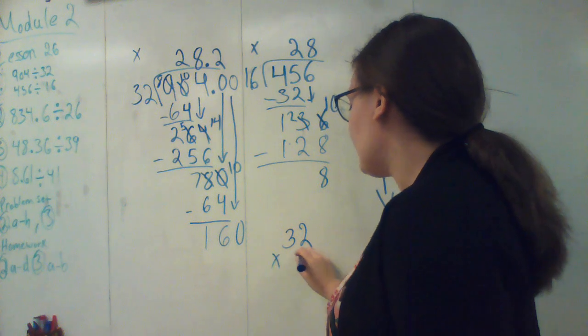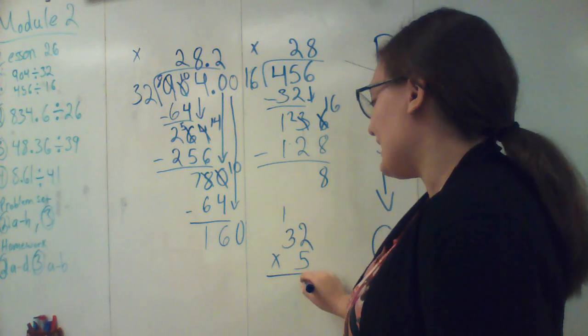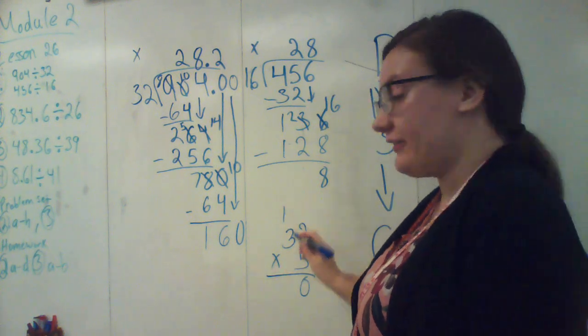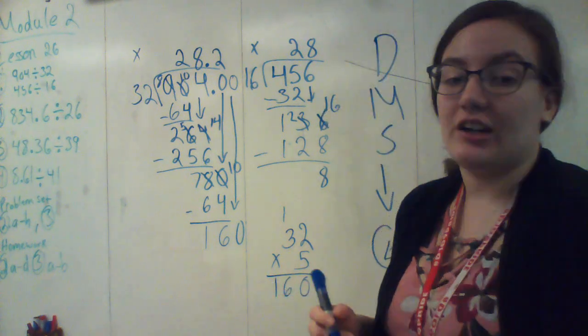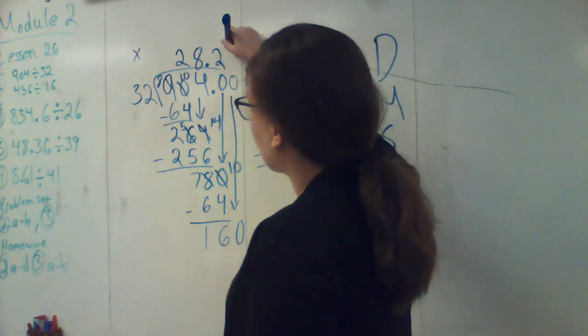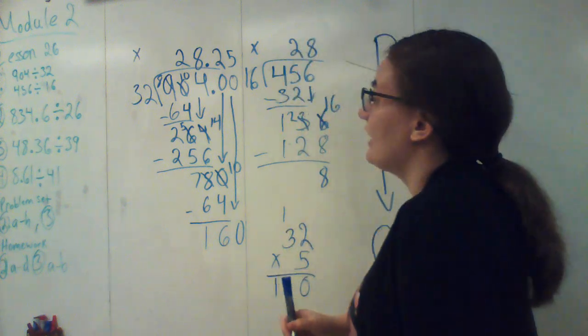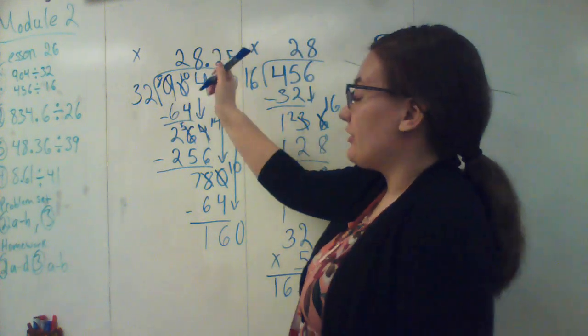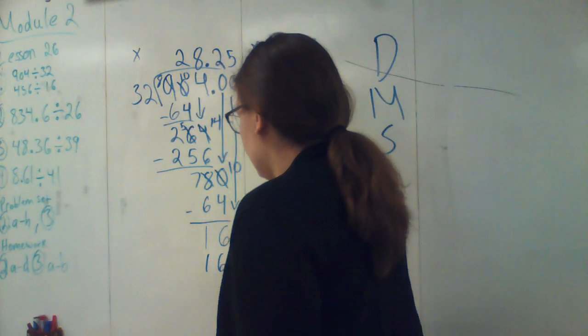32 times 5. 2 times 5 is 10. 3 times 5 is 15. 15 plus 1 is 16. So 160. Don't forget to put your number up here in your quotients. So I'm going to do 32 times 5, which is 160.